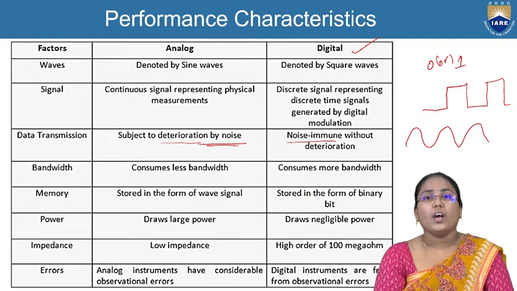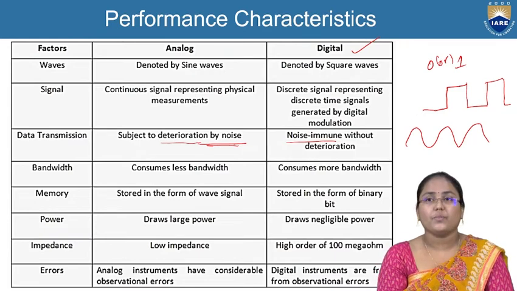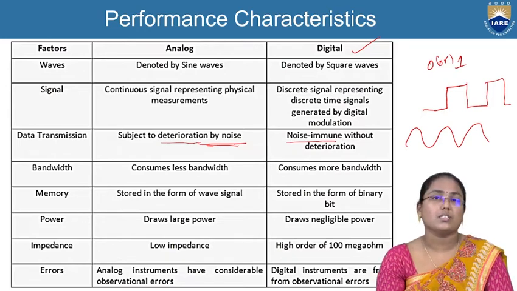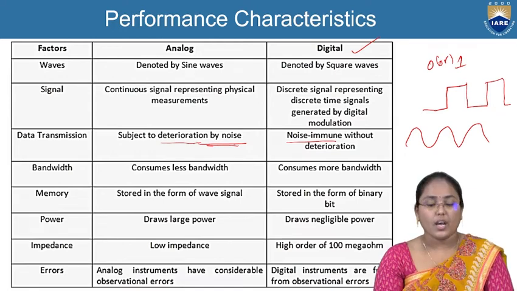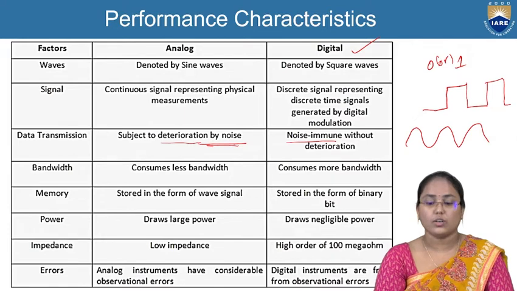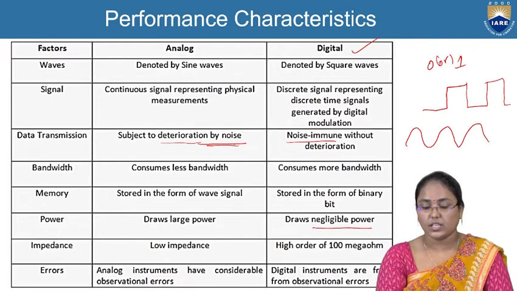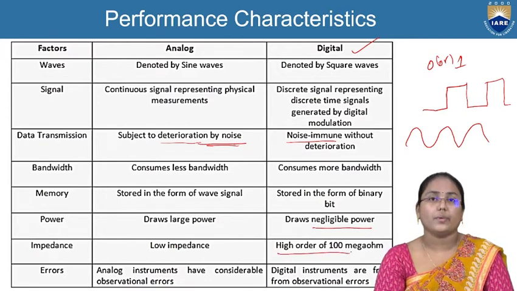Next one is the bandwidth. Analog signals consume lesser bandwidth, whereas digital signals consume more bandwidth. When we look at the memory, analog signals are stored in the form of wave signal, whereas digital signals are stored in binary bits. Analog signals draw larger power, whereas digital signals draw negligible power. Next, analog signals work with low impedance, whereas digital signals have a high impedance of the order of 100 mega ohms.